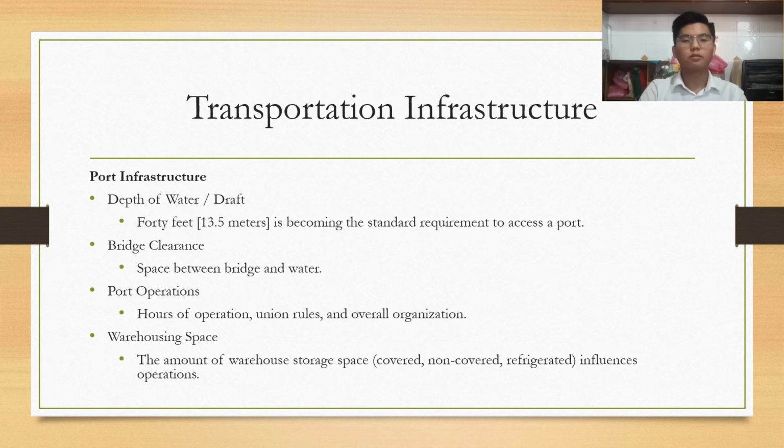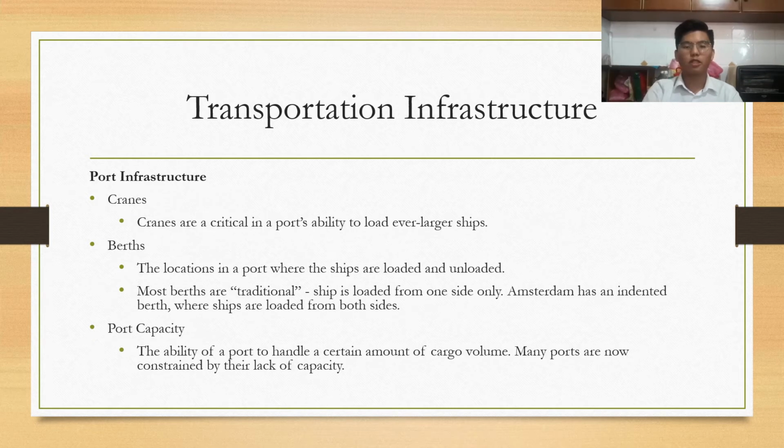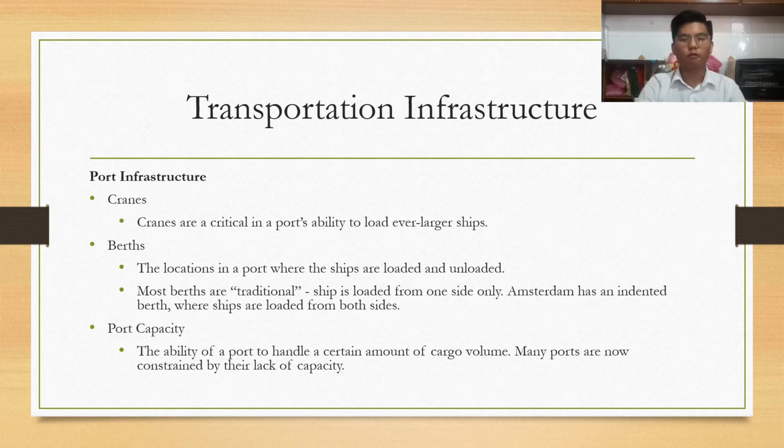the operations. Continue from the previous slide, the cranes are a critical element in a port's ability to load even larger ships. A berth is a location in a port where the ships are loaded and unloaded. Most berths are traditional. It means that the ship is loaded from one side only. Amsterdam has an indented berth, where ships are loaded from both sides.